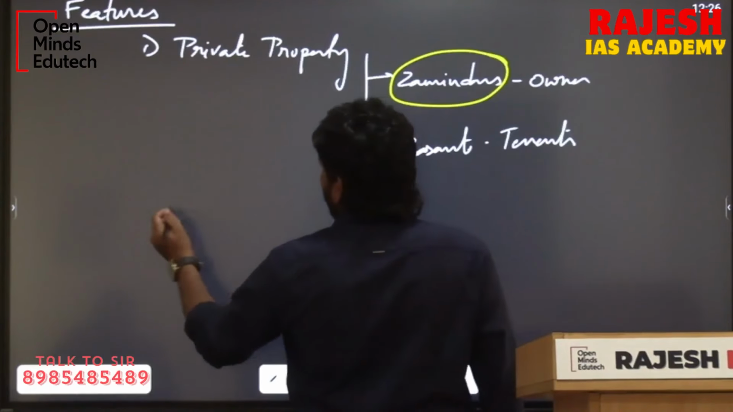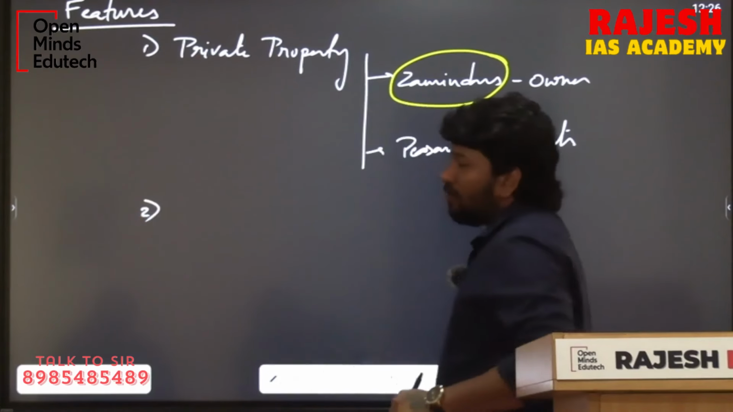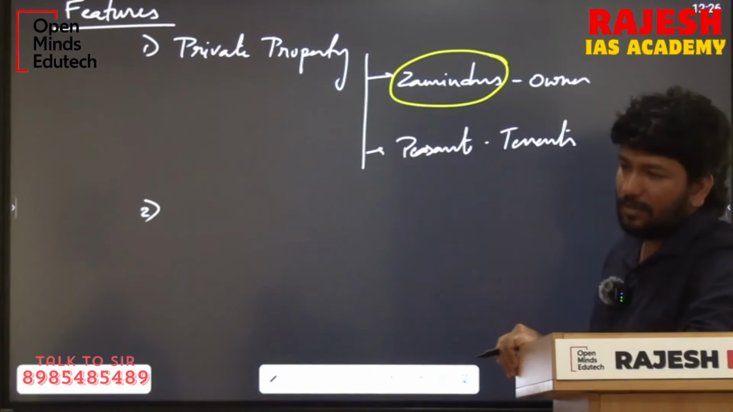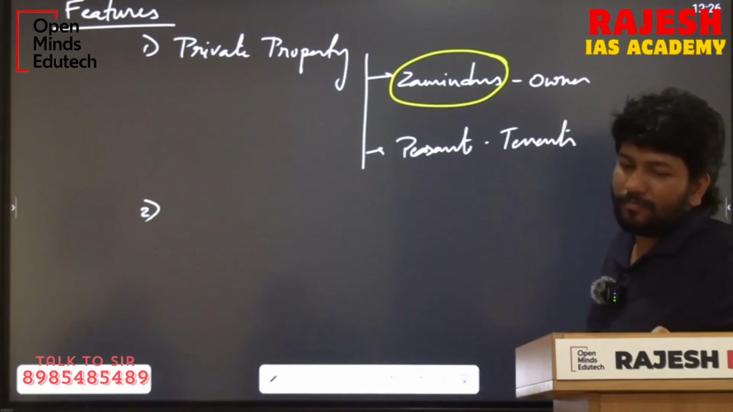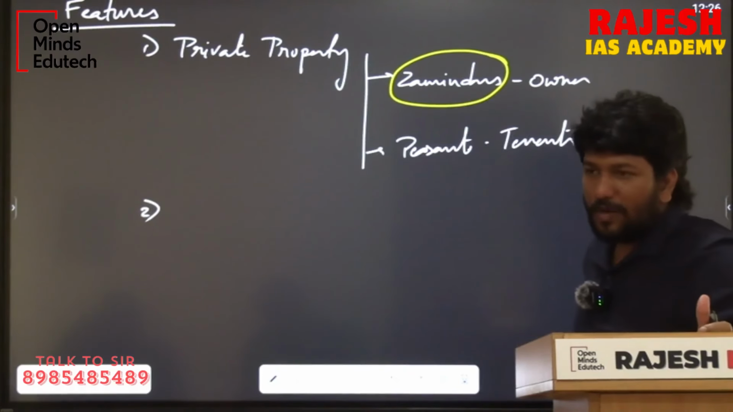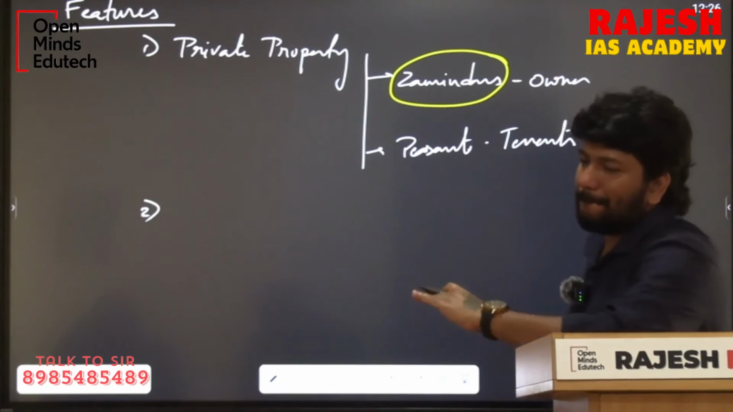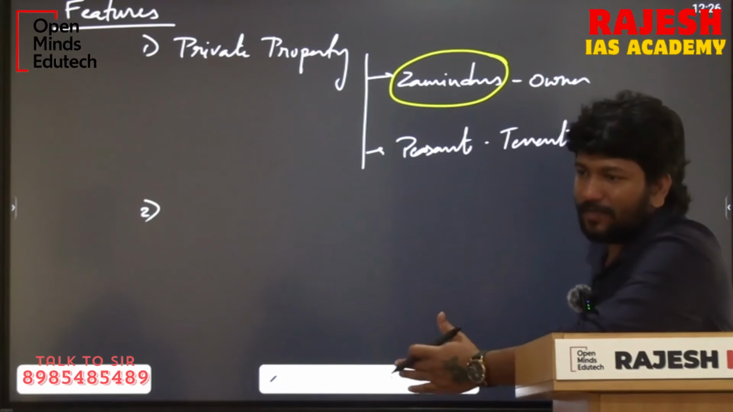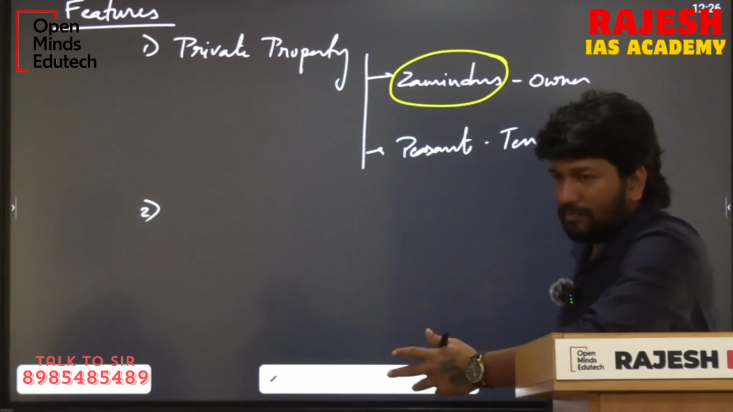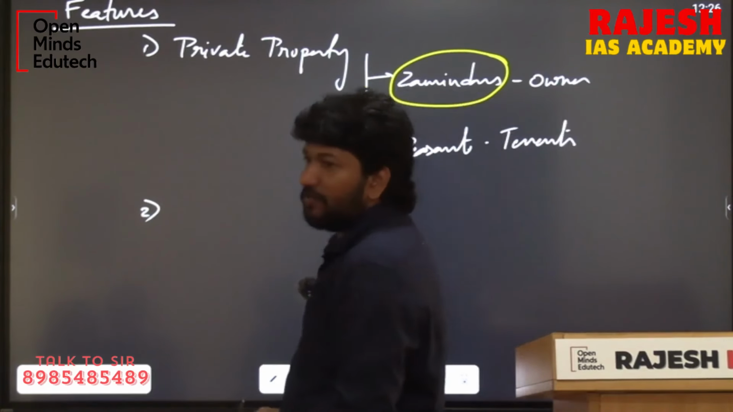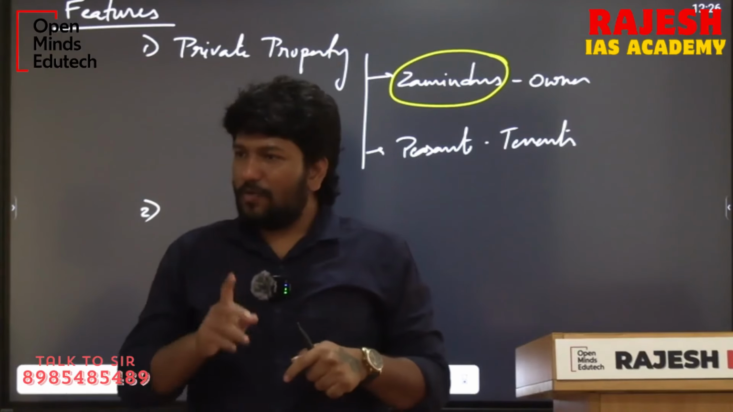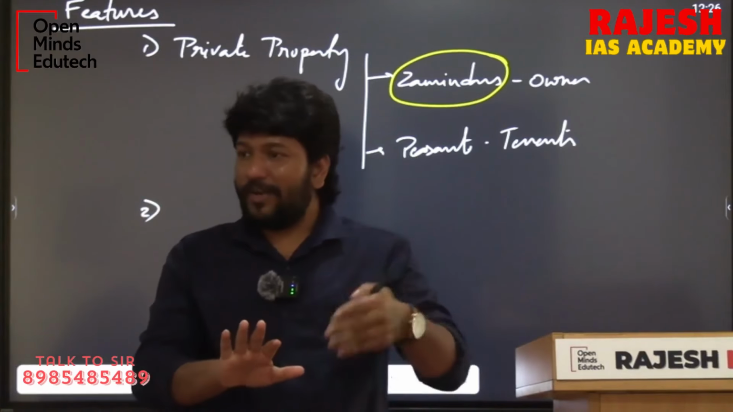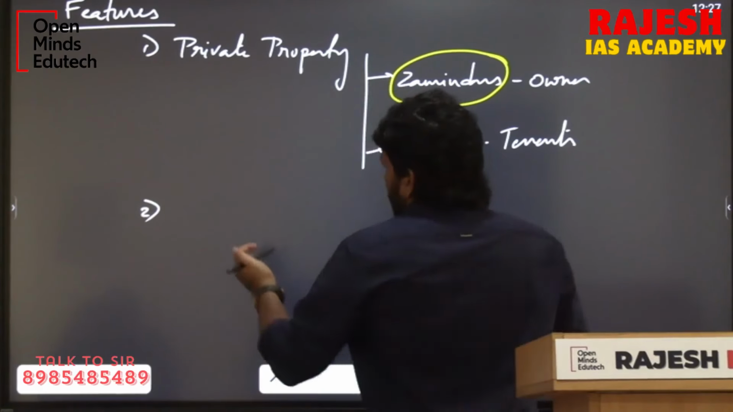Now, the second point. Who are the owners? Jamindars. So who has to pay the land revenue? Jamindars only have to pay. How much do they have to pay? A fixed amount. Now the jamindar is the owner of the land, so he has to pay revenue to the government.